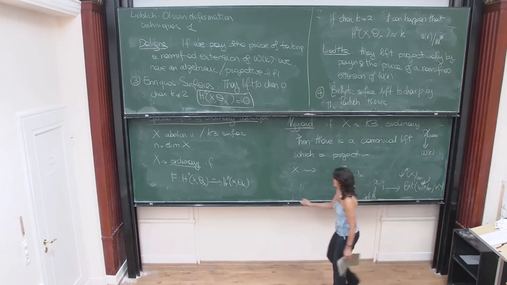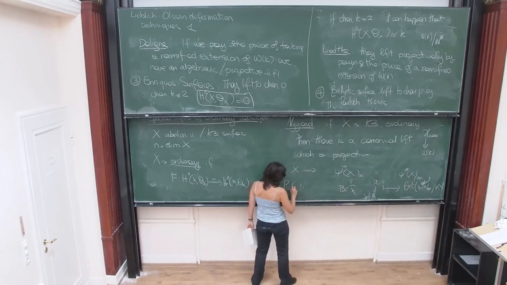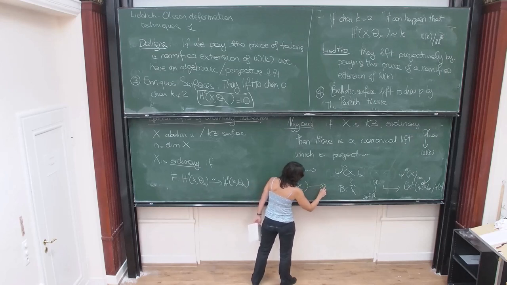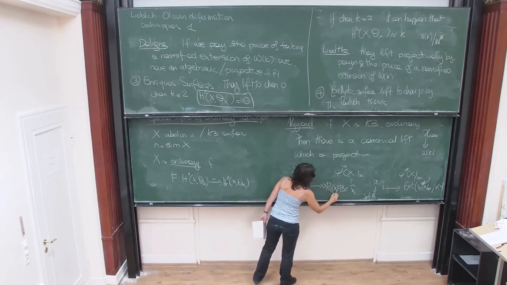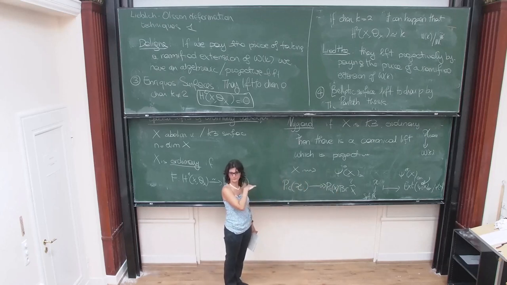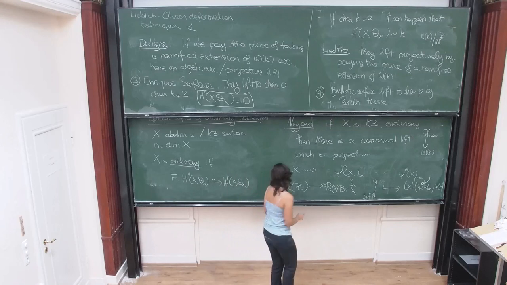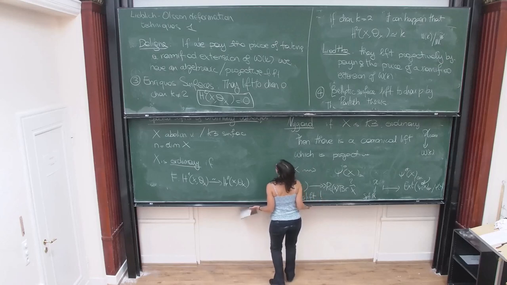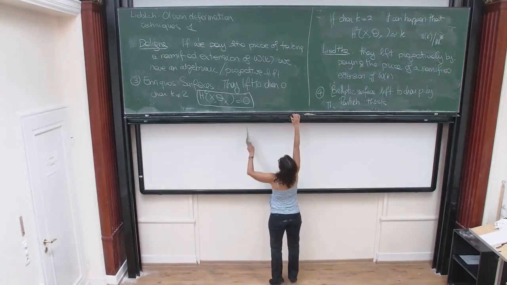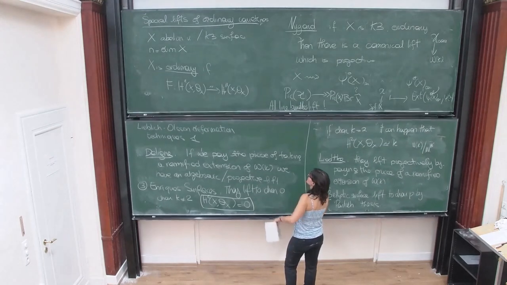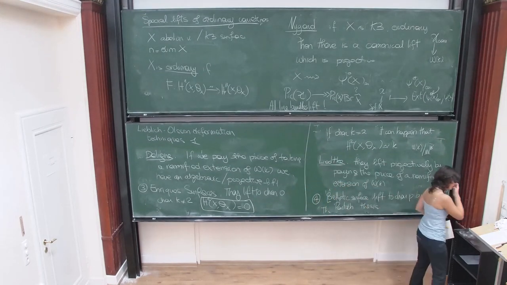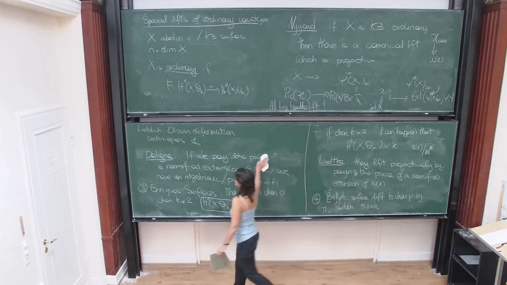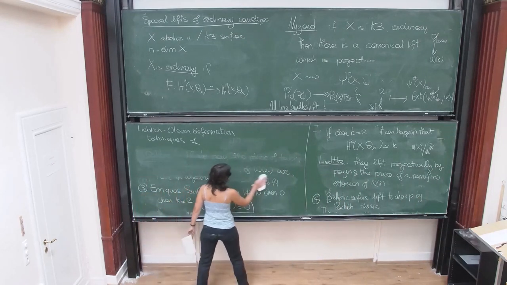Even more, every line bundle lifts to the canonical lift. And then abelian varieties. It's in an appendix.